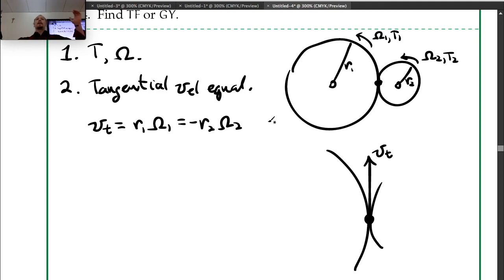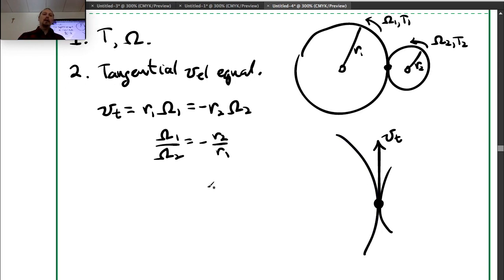If we had gone with omega 1 and omega 2 going in opposite directions already, we wouldn't have a negative sign there. But this is where that gets compensated for. So we can solve for omega 1 over omega 2, which is equal to negative R2 over R1. Great. So we have one relationship.